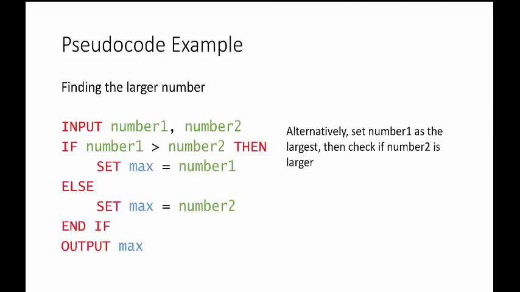Let's say you want to find the larger number between number 1 and number 2. This is how programmers usually write their algorithm, to test whether it is accurate or not, before writing the actual program. So your input will be number 1 and number 2. If number 1 is larger than number 2, then you set the maximum to number 1. Else, you set the maximum equal to number 2. After every if, you have to write an end if. So your output will be the max.